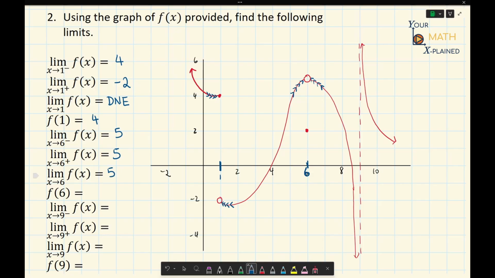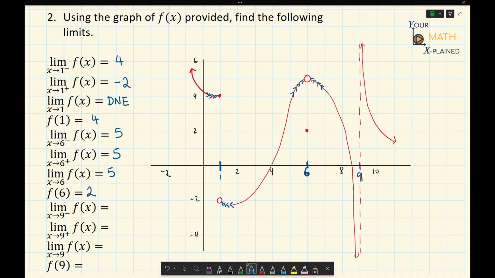However, notice that the actual value of our function f of 6 is right over here, and that value is 2. So f of 6 is equal to 2. So this is a classic example where the limit is different from the actual value of the function at a particular point.